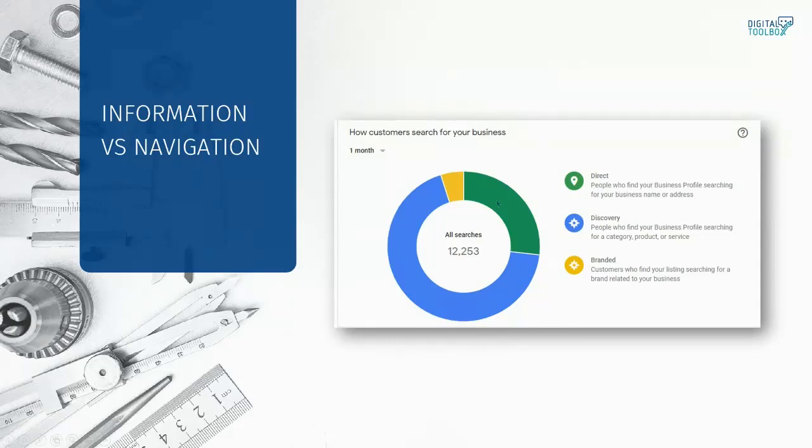So navigation will typically drive direct and branded traffic, but informational searches, if you can do a good job of answering those, you're going to see a lot of discovery traffic, a lot of people bumping into your website because they had a general question.